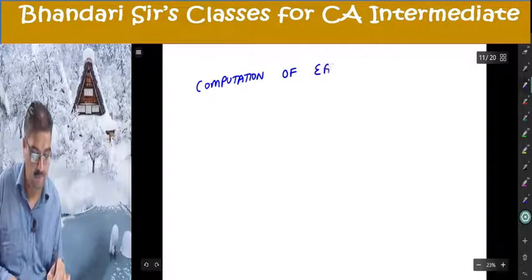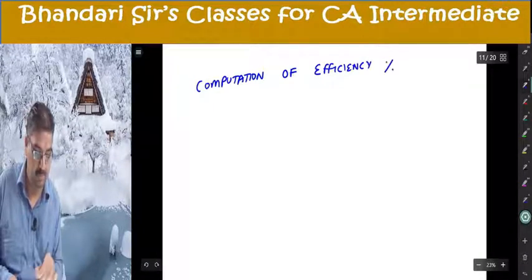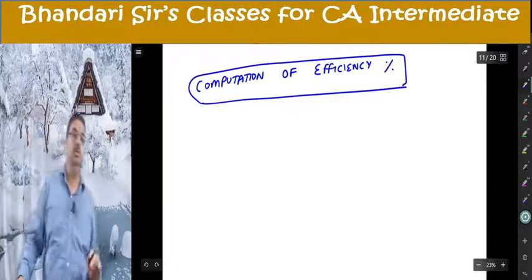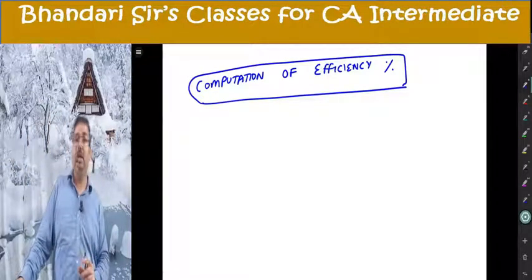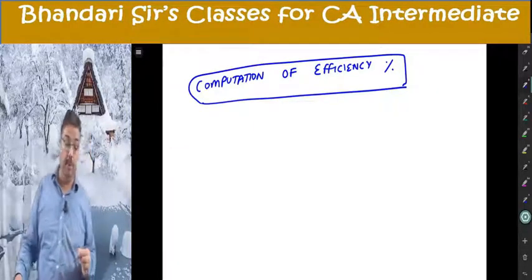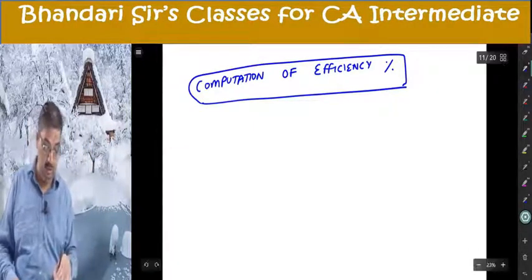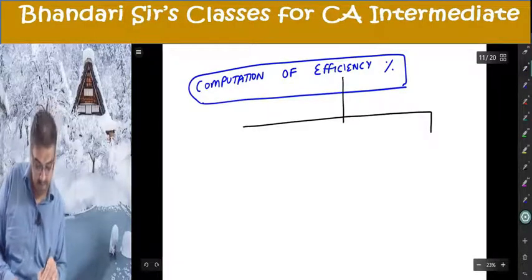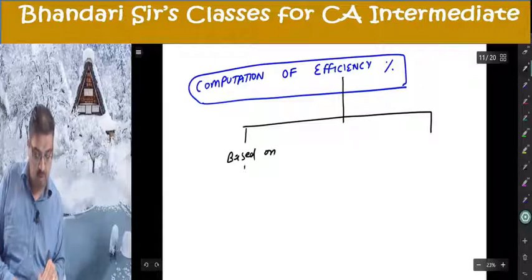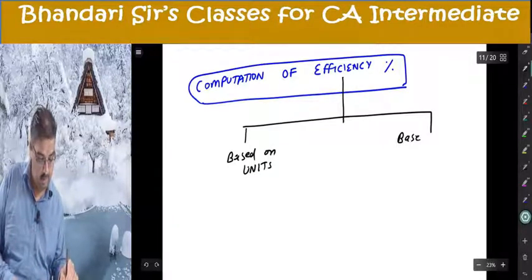Computation of efficiency percentage. This is needed in Merrick also, Taylor also, here also, Emerson. So, how to compute efficiency percentage? It can be computed on two bases: based on units and based on hours.